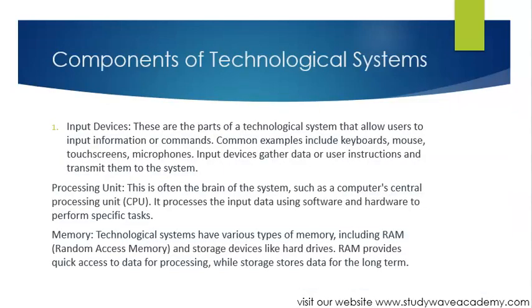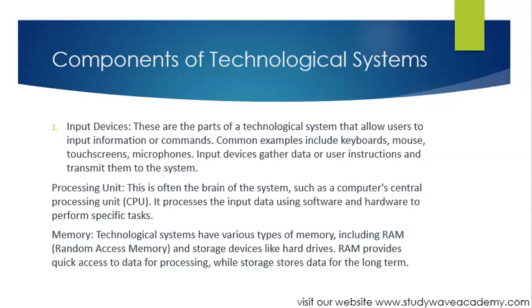Components of technological systems. Remember we mentioned the input and output devices. First, let's know the meaning of components. This refers to the different parts or pieces that make up a technological system. The input devices are the parts of a technological system that allow users to input information or commands. Common examples include keyboards, mouse, touchscreens, microphones. Input devices gather data or user instructions and transmit them to the system.